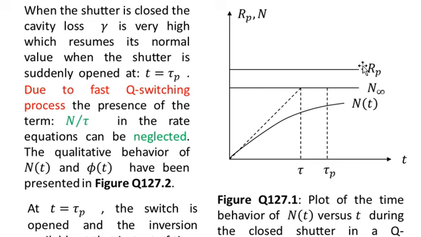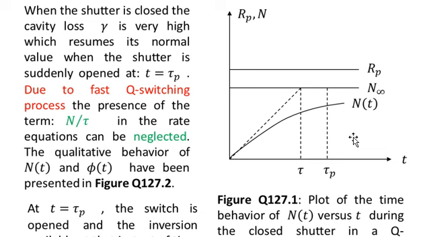So R_p has been shown as constant. The N-infinity line, that is the maximum possible inversion value, is also constant, and this N of t will change with time. As the time increases, the value of N of t will also increase. And in theory, when the time t is very large, this N of t curve should approach asymptotically the value of N infinity.